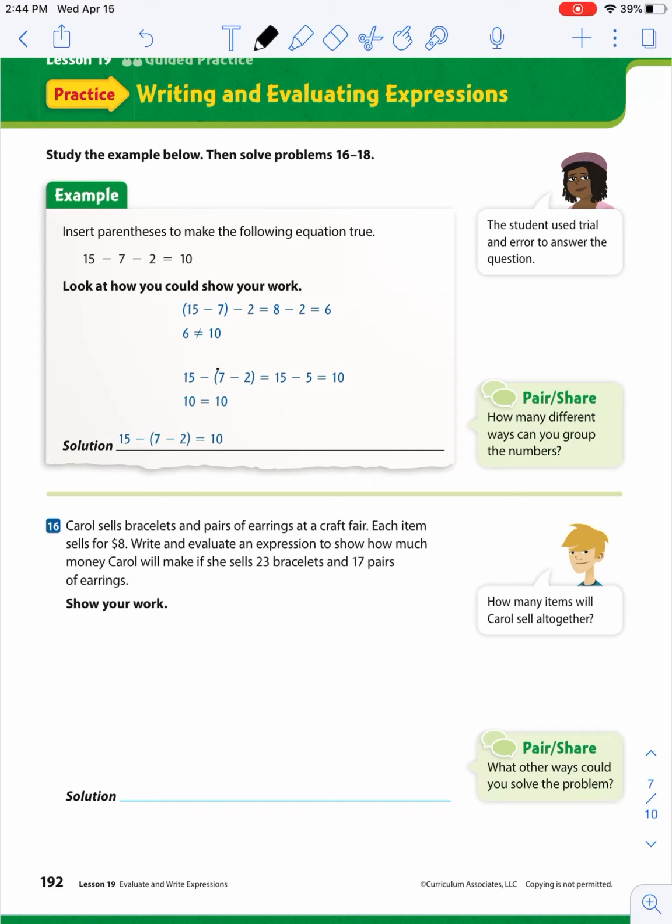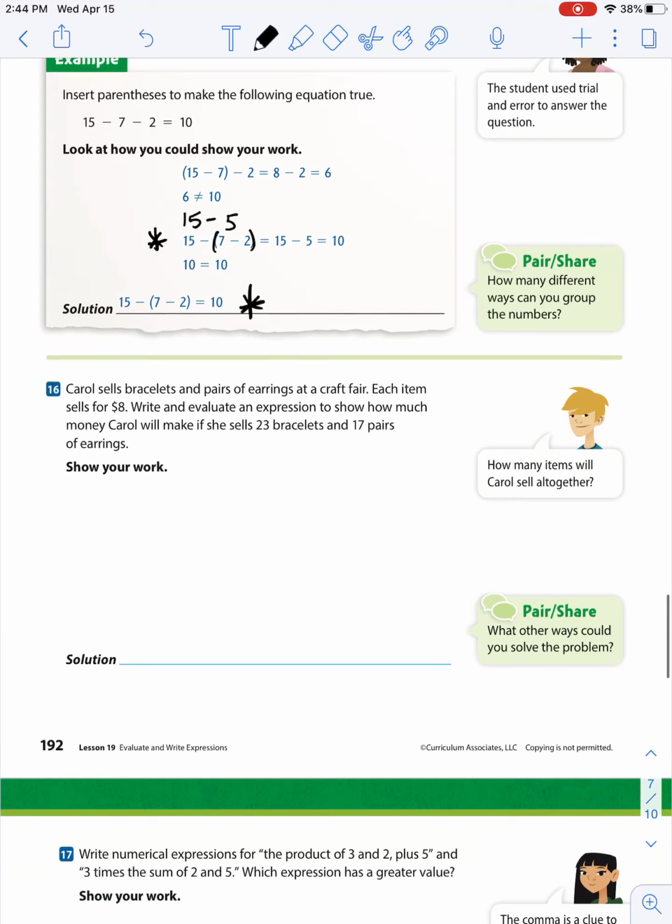So then they moved the parentheses to around 7 minus 2. So you would do that first. Then you would have 15 minus 5, which does in fact equal 10. So this would have been the correct way, this second way, to put the parentheses into that problem to make the solution true. So number 16 says, Carol sells bracelets and pairs of earrings at a craft fair.